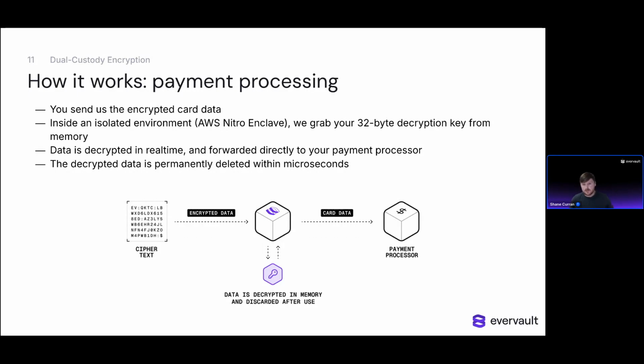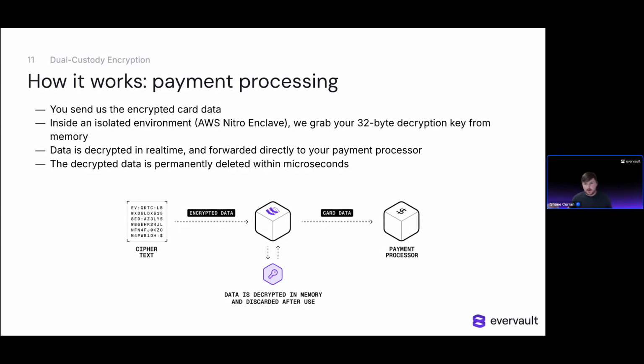In our case, we use AWS Nitro enclaves, which are kind of like data clean rooms where you can attest that no network requests are possible from inside that enclave. And you can verify that the code running in that enclave is the code that you wrote and signed using your certificates. In our case, we receive the encrypted card data.